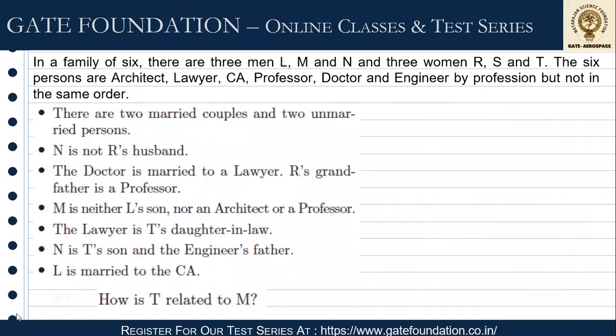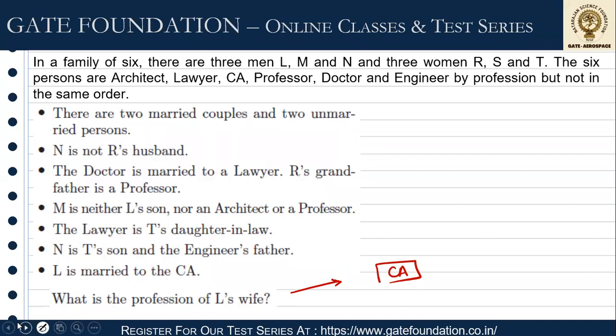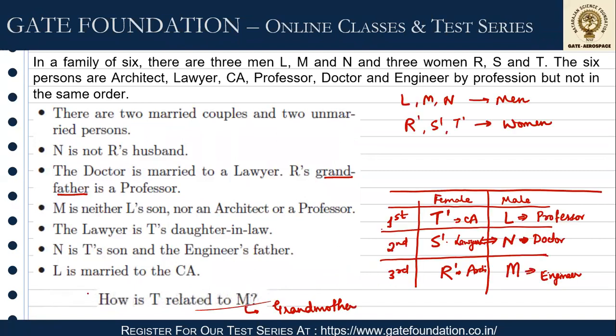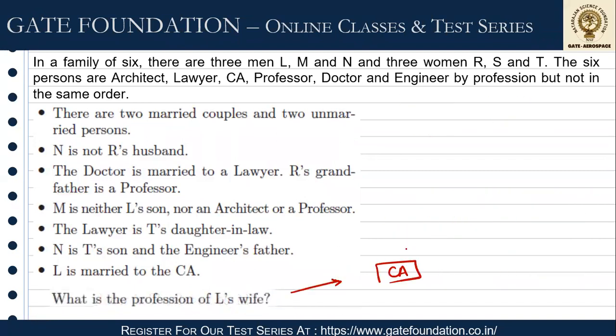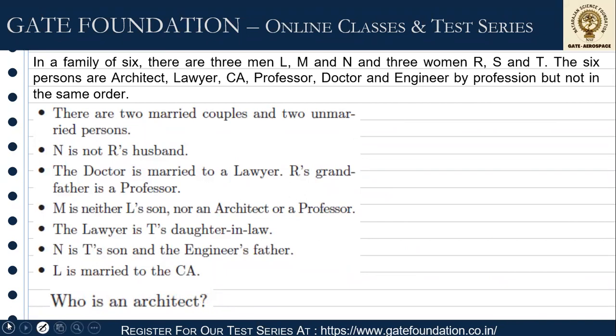Now let's see the next one. What is the profession of L's wife? CA. It was C. Look over here. L's wife was T and the profession was C. Who is an architect? R. So R is an architect.